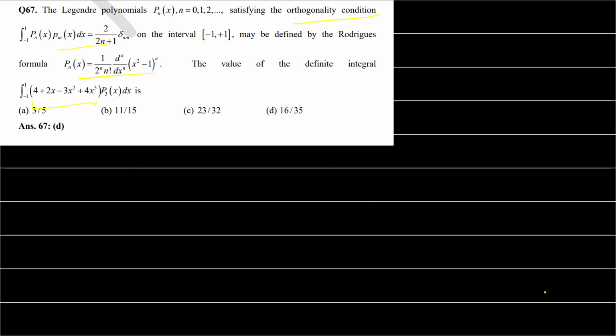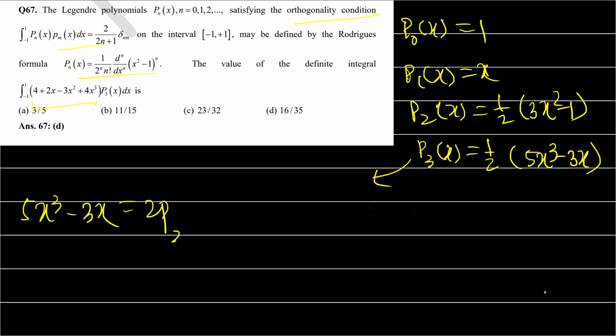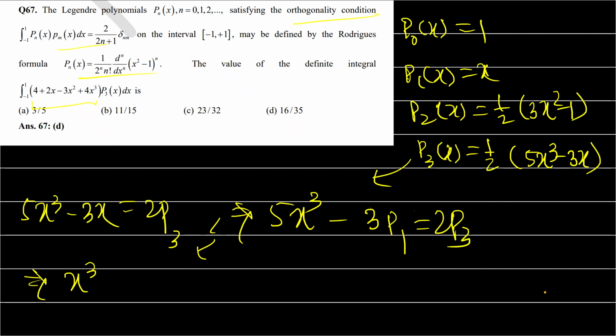Now using the Rodrigues formula, we have p0(x) equal to 1, p1(x) equal to x, p2(x) equal to half of 3x square minus 1, p3(x) equal to half of 5x cube minus 3x. Now from this we can have x cube, x square values in terms of p3, p2, p1 or p0. Now let's find the x cube value from this p3. So 5x cube minus 3x is equal to 2p3. This implies 5x cube minus 3x is nothing but 3p1 equal to 2p3. This implies x cube will become 1 by 5 whole into 2p3 plus 3p1. So this is the x cube value.